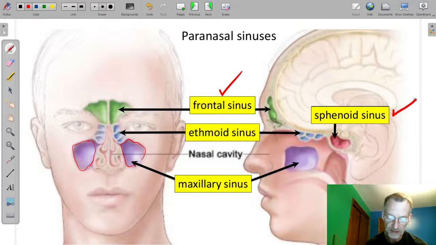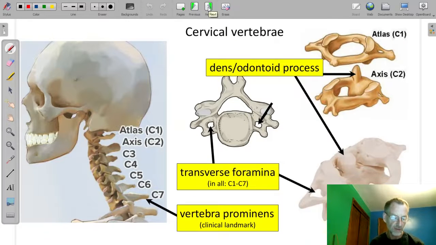You should be able to recognize them from a figure similar to this. You should be able to list the sinuses and tell me which bones they are a feature of. The name pretty much gives it away. Next slide. A couple of notes on cervical vertebrae.